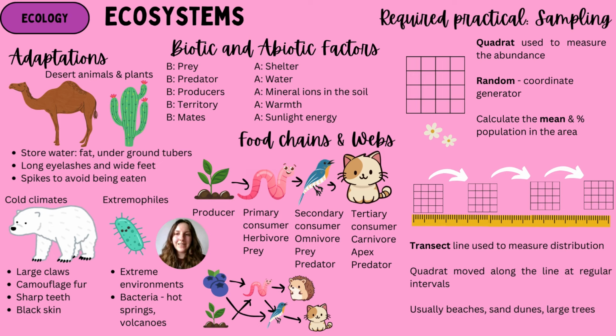We also have a transect line, which is used to measure distribution, and this is often used to see how, for example, on a sandy beach, plants have changed in their distribution along that beach. Essentially, a transect line is just a measuring tape, and the quadrat is moved along it at regular intervals. And what we do is we record this information. You should be expected to know how to calculate the mean for both of these.